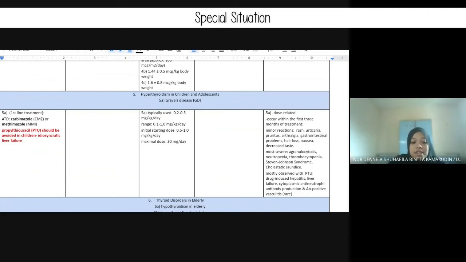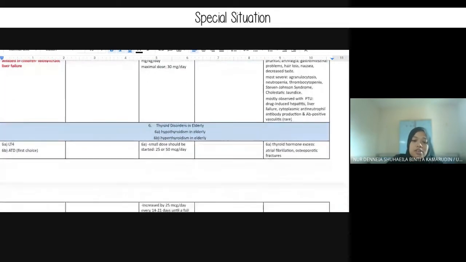The adverse effects that usually happen with this drug are dose related, with minor reactions such as rash, urticaria, hair loss, and patients might also get severe reactions such as Stevens-Johnson syndrome, neutropenia, as well as thrombocytopenia.